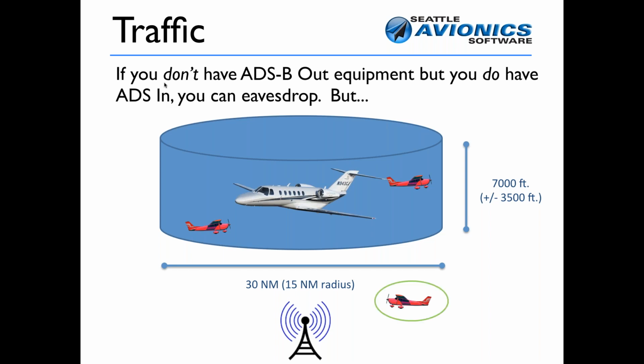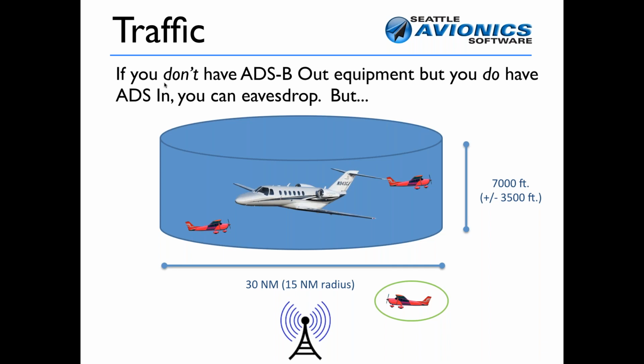So for example, if you don't have ADSB Out, but you do have ADSB In, you can listen to the transmission being broadcast for the Citation jet in the middle. Let's say you're the red Cessna at the bottom of the screen with a red circle. My receiver may be powerful enough to see the traffic being broadcast for the Citation, so I will see the two other red Cessnas in that blue kind of pie slice.